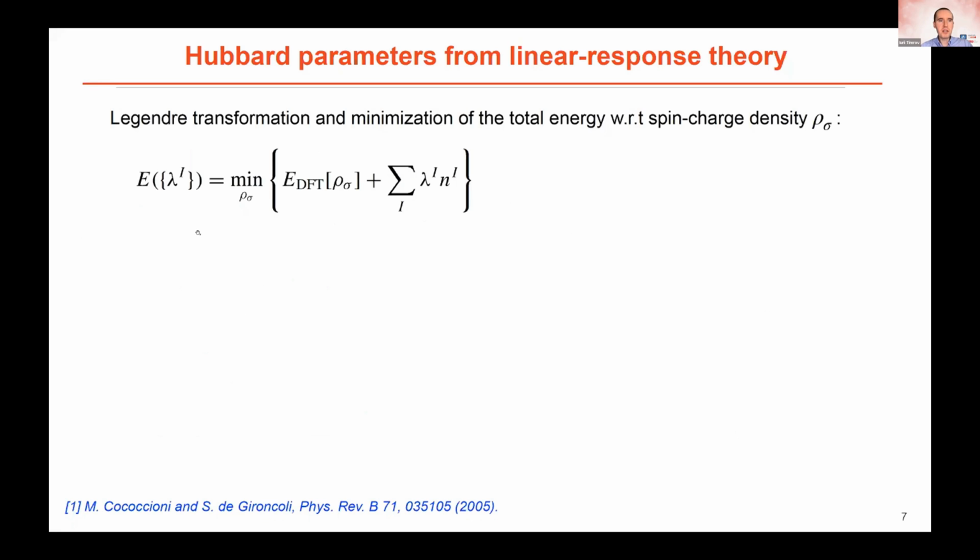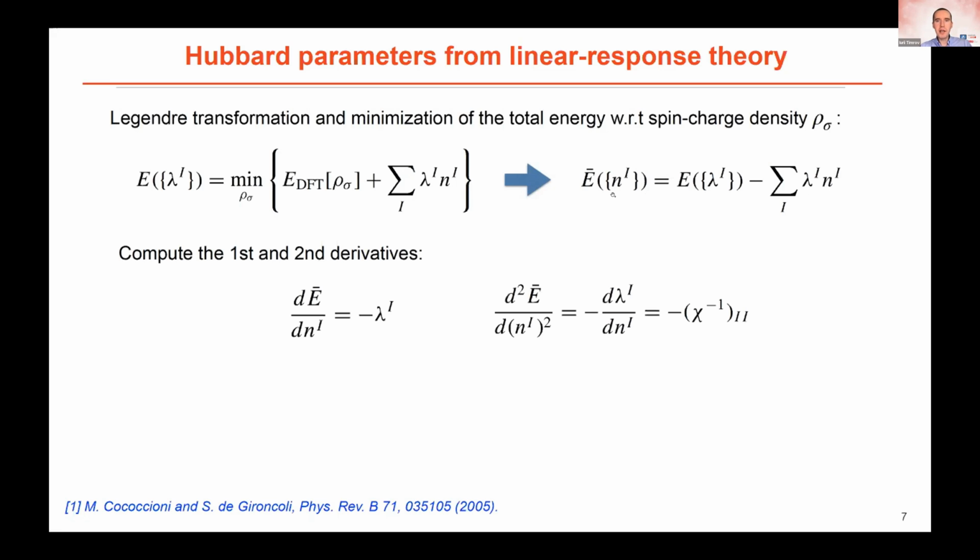What we do is construct a new object, energy as a function of lambda parameters. We use the Legendre transformation, which is simply the sum of the DFT total energy plus this second term, where we have lambda_I, these are the coefficients, and n_I are the occupations. Then we minimize this expression with respect to the spin charge density. By doing so, we obtain this object E of lambda_I, and then we can construct yet another object, E bar, which is the energy function that depends on the occupations n_I. This is obtained by subtracting from our energy expression E of lambda_I the term that we added before. So we subtract it now.